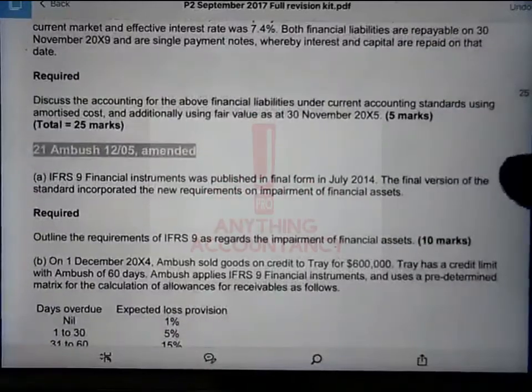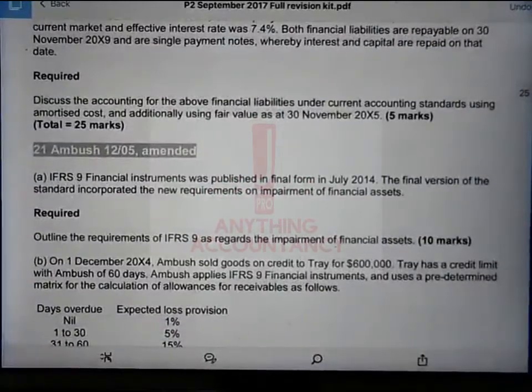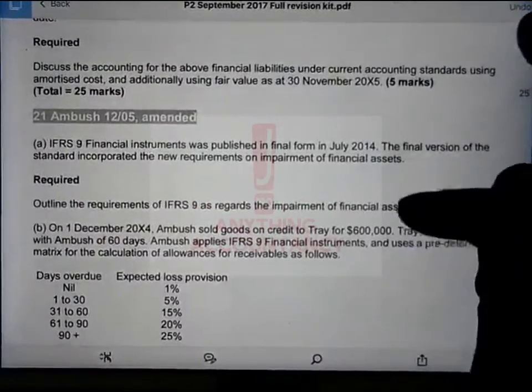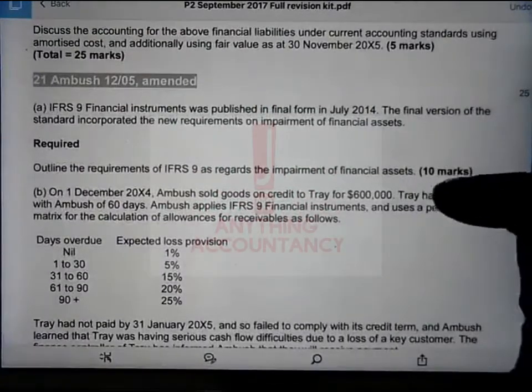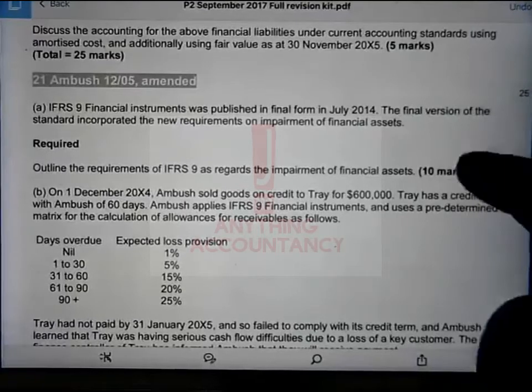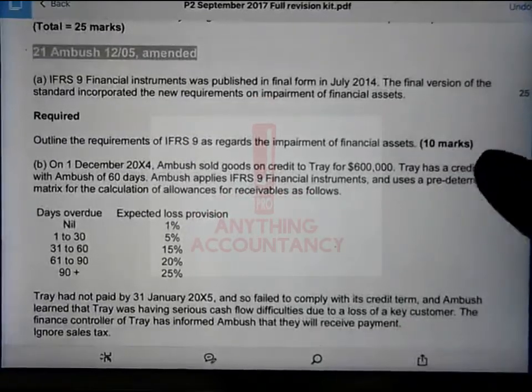This question, Part A, let me handle that. It's kind of theoretical. Either you know or don't know. Are you clear now? Okay. Part B, on 1 December, Ambush sold goods on credit to Trade for 600,000. Well, when you do a sale on credit, you debit your receivables, credit your sales. Okay. That's the first thing you should have picked up. Did you do that?